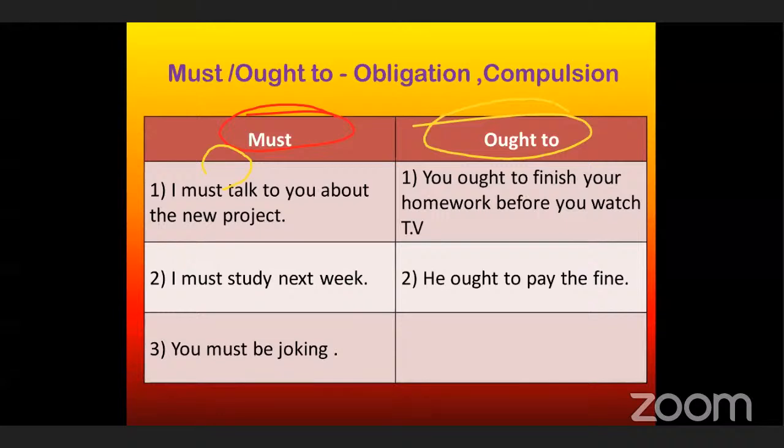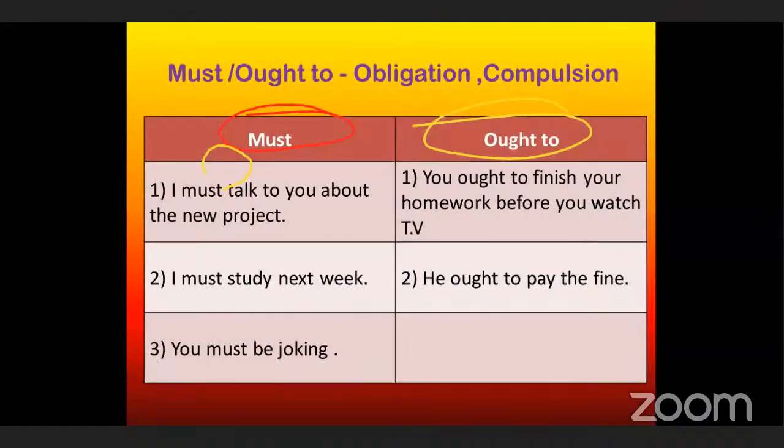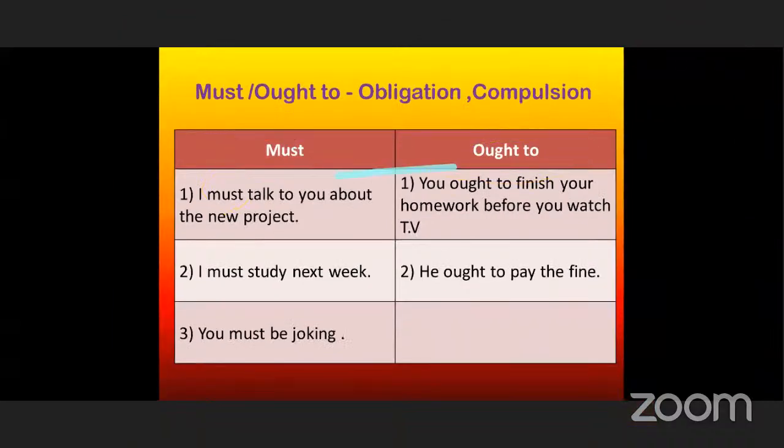Second example is: he must pay the fine, or he ought to pay the fine. So he ought to pay the fine. It is used when it functions as a compulsion. So here we have completed the modal auxiliaries must and ought to. So here we have completed all the modal auxiliaries.